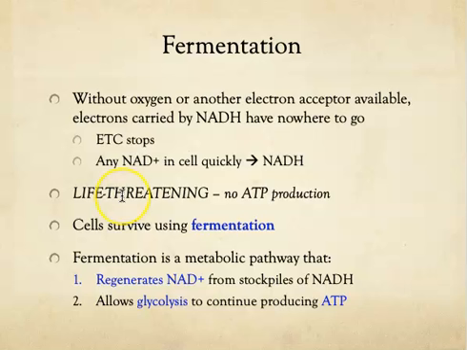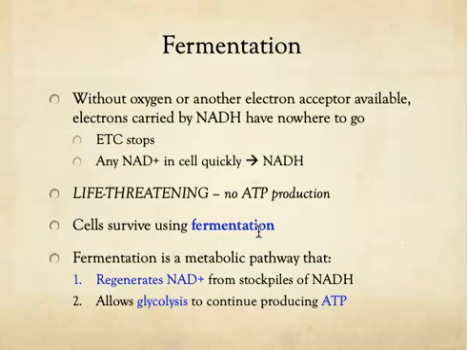Remember, cells do not store very much ATP. They make it as they need it. So, in the short term, when your final electron acceptor molecule is not available to you as a cell, you can survive using an alternative pathway called fermentation. Fermentation is a completely separate pathway from cellular respiration that can produce ATP in the short term and keep a cell alive.